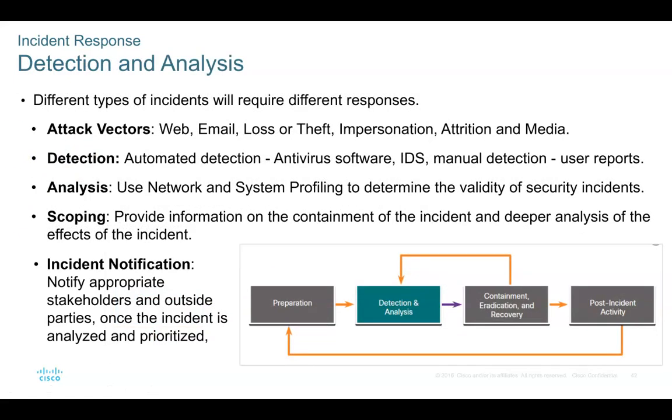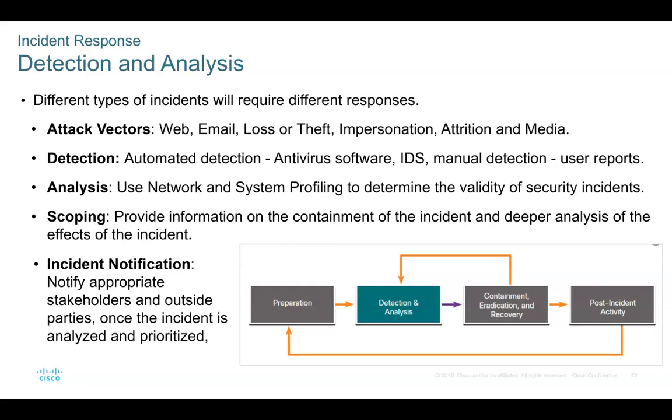Next is going to be detection. So please write these 4 or 5 bullet points for detection. Different types of incidents will require different responses. For example, when you are detecting, you want to be able to identify the attack vectors. Where did the attack come from? The web, the email, the loss or theft, the impersonation, the attrition, and media, all of that. Who is it, all that information. Where did they come from?